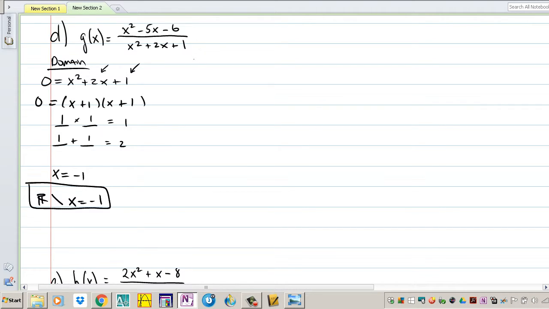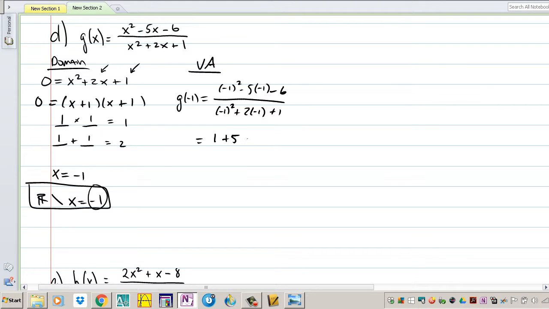Now let's go ahead and find your vertical asymptotes. We're going to plug them in. So we're going to plug in -1 into your function. So g of -1 is (-1) squared minus 5 times -1, no, not plus, minus 6, all over (-1) squared plus 2 times -1 plus 1. And this is going to be positive. Negative times a negative is positive. Minus 6. This is going to be 1 minus 2 plus 1.